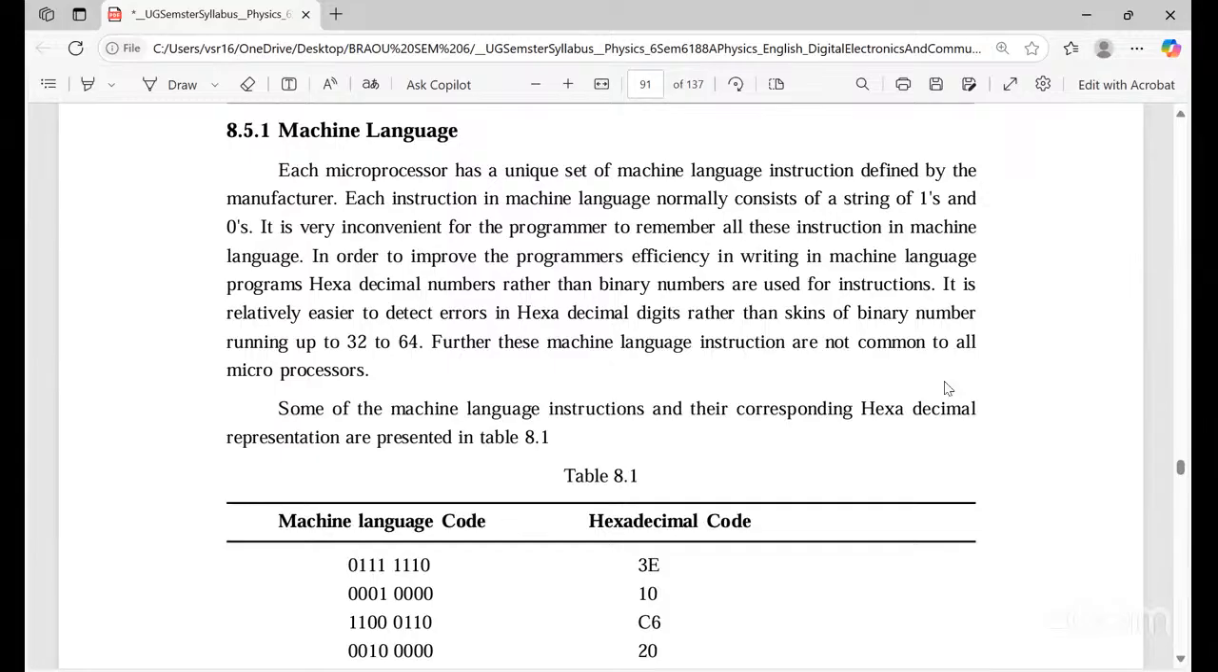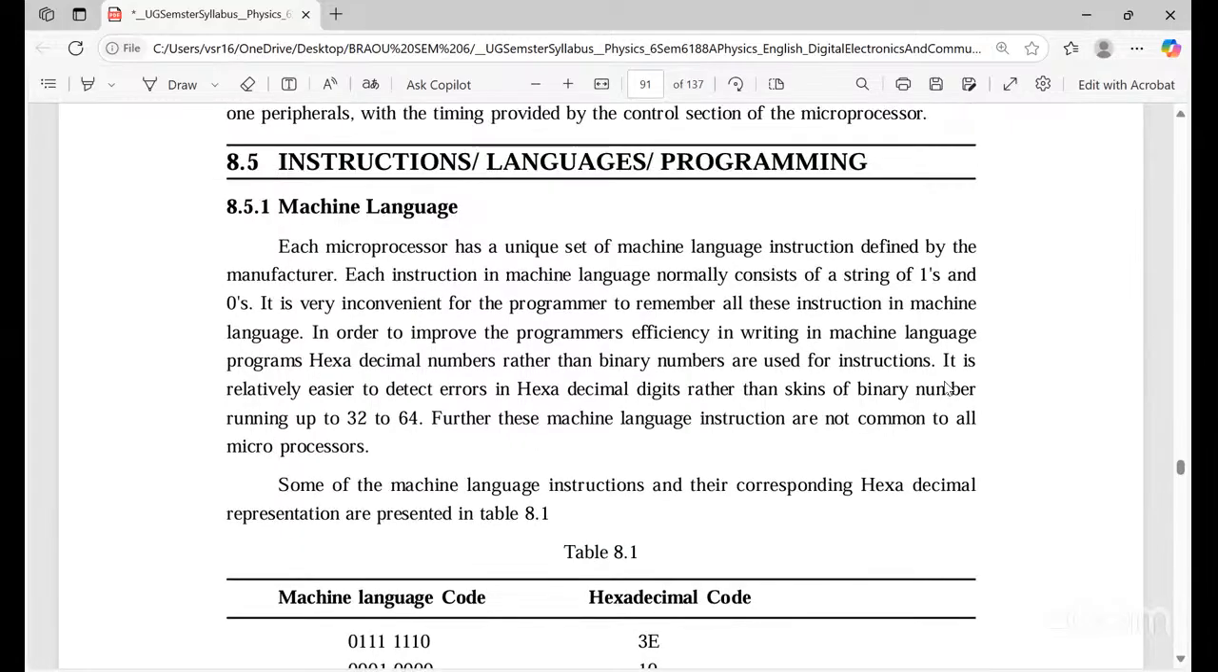Next, instruction language programming. You can go for the machine language. Each microprocessor has a unique set of machine languages, which was defined by the manufacturer, not by the customer. Those who purchase it are not going to write the machine language. The manufacturer is the one who writes the machine language, so that is what is going to be executed here.